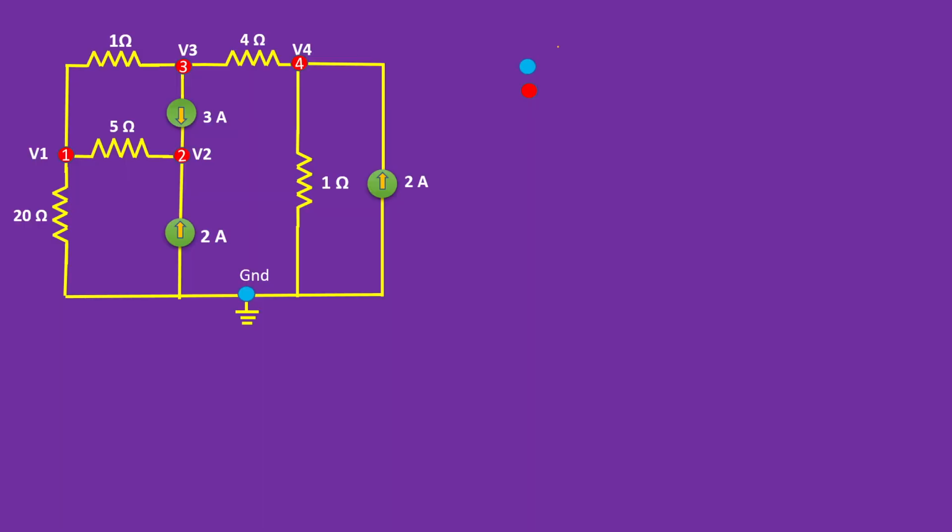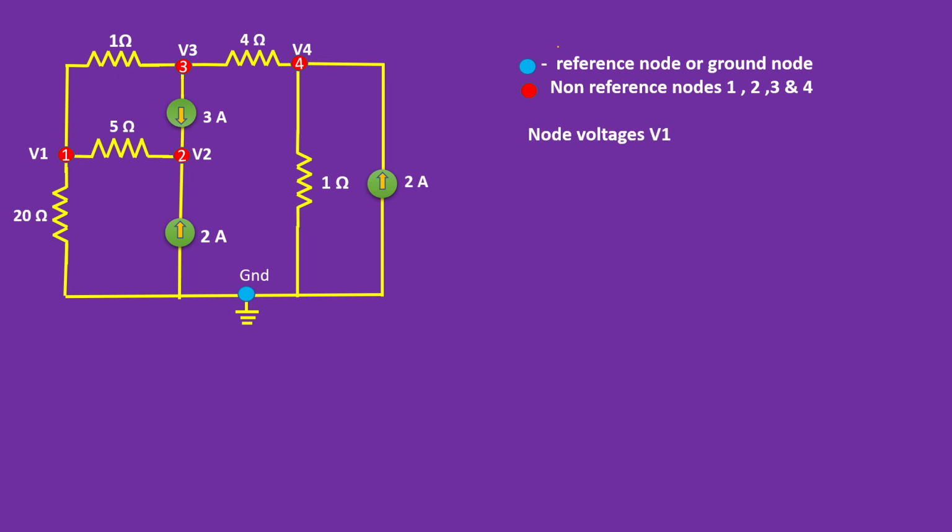So we have drawn the circuit given in the problem as such, and then we have marked the nodes. The blue color node refers to the reference node or the ground node, and the red ones represent the non-reference nodes. So we have four non-reference nodes, and so we have four node voltages, V1, V2, V3 and V4. We have to write node voltage equations using the inspection method.